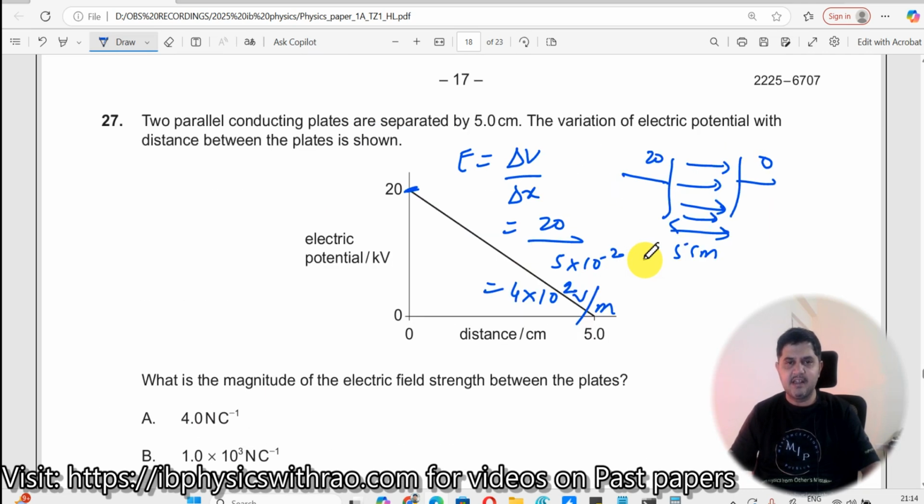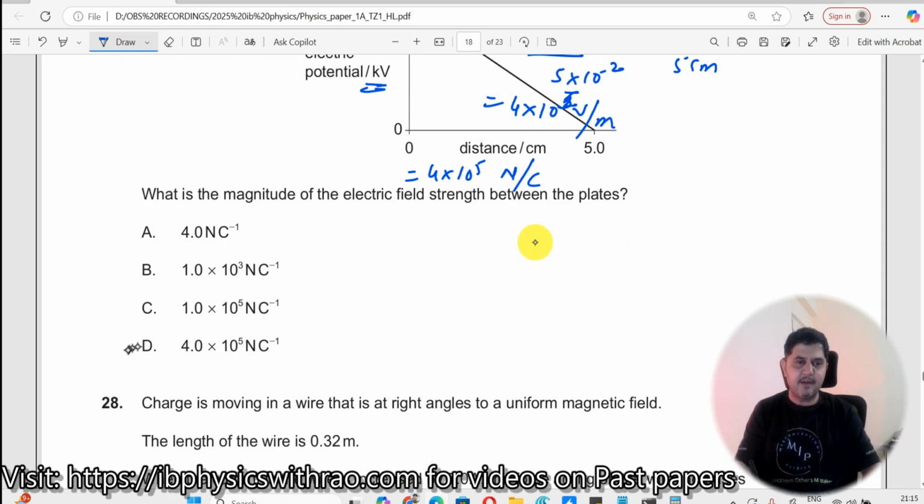What is wrong in this? We made a mistake here. So this is kilovolt over here, right? So therefore this will be 10 cube once again. So this is what happens. Okay, so 10 cube and this will be 4 into 10 power 5. This should be 4 into 10 power 5 Newton per coulomb. So here is 4 into 10 power 5 and this is d.